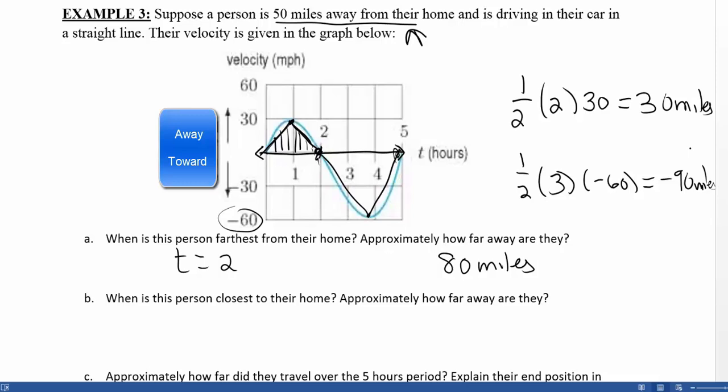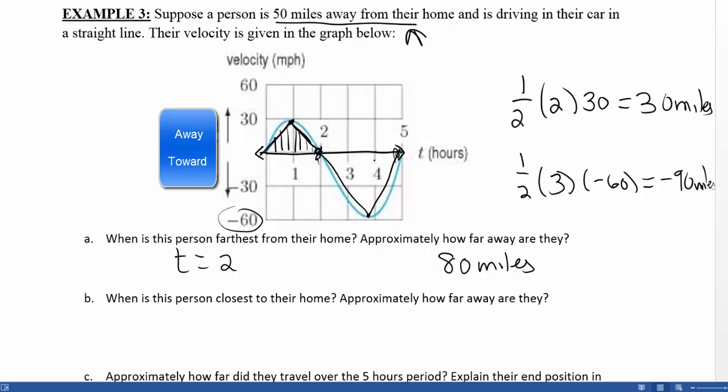So that means that not only did I get to my house, I drove right past it, right? So I was 80 miles away, and if I turn around and drive 90 miles, then at some point I was actually at my house, and then I drove an additional 10 miles past it. So when this person was closest to their home is going to be when the area is approximately 80. So we know that going all the way to 5 hours is a little too much.